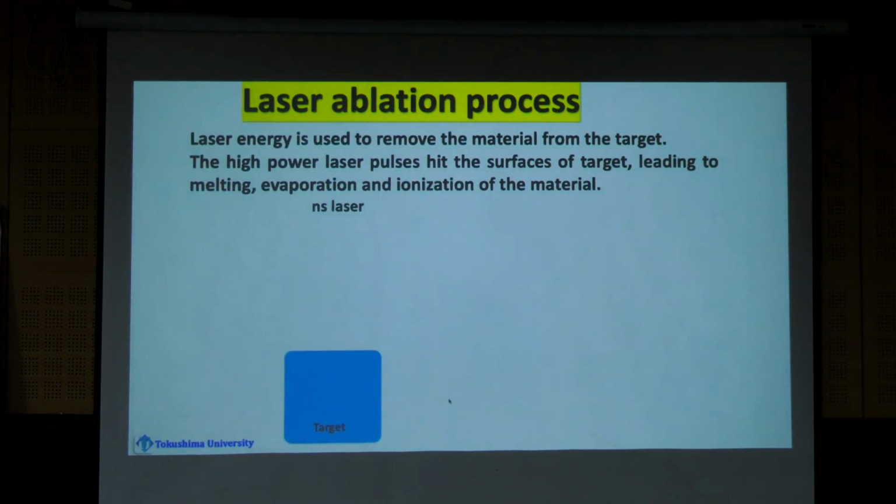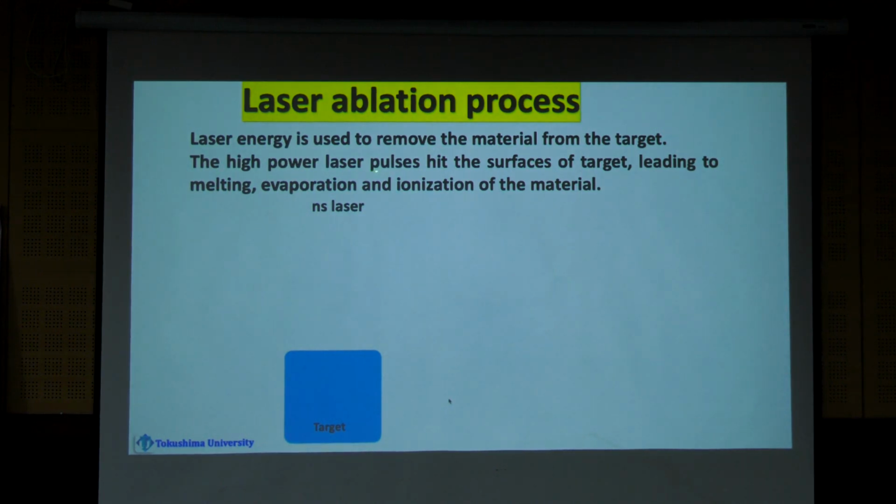How? You can see here. Laser energy is used to remove the material from the target. This is the target material, a bulk material, maybe 1 centimeter by 1 centimeter or 2 centimeter by 2 centimeter, with thickness maybe 0.5 millimeter or 1 millimeter.